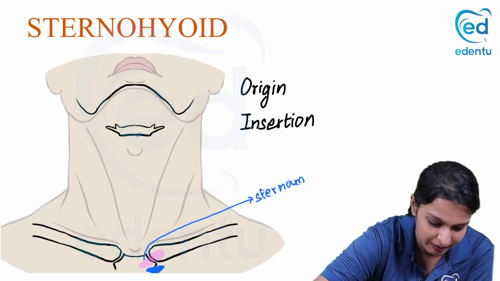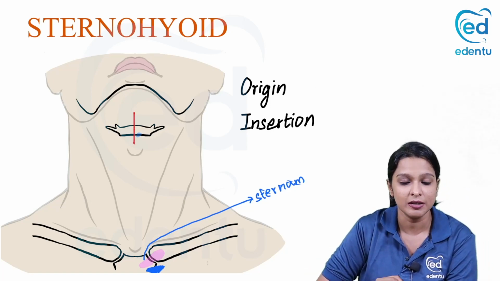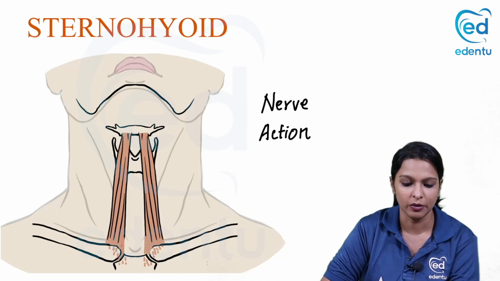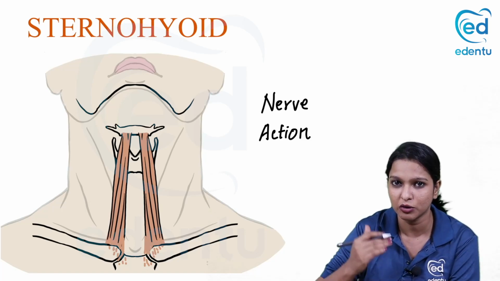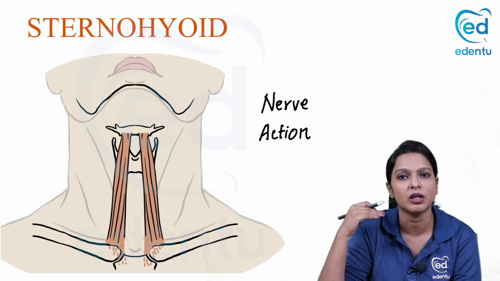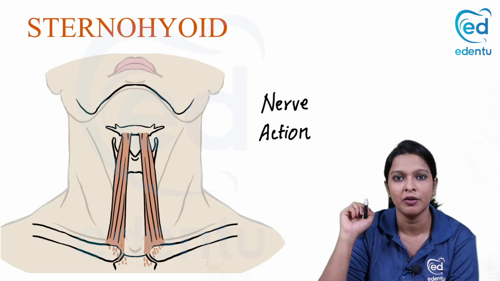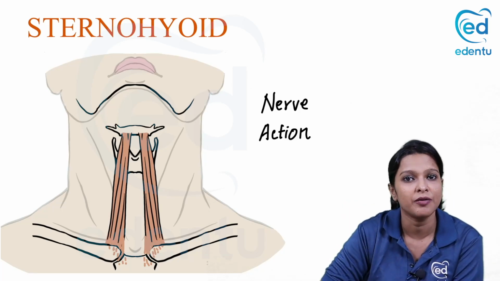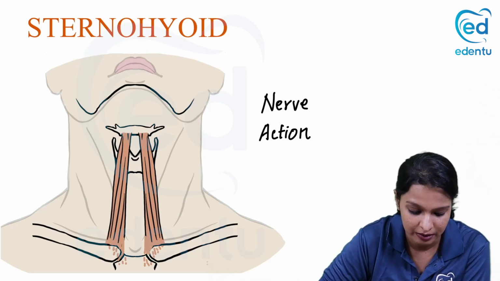So this is the midline, and sternohyoid inserts medially. So how does it look? Like this. Origin is from the sternum, at a more superior level when compared to sternothyroid, and insertion into the lower aspect of the body of the hyoid bone medially. Why we have to remember medially is because of the next muscle, which attaches laterally.